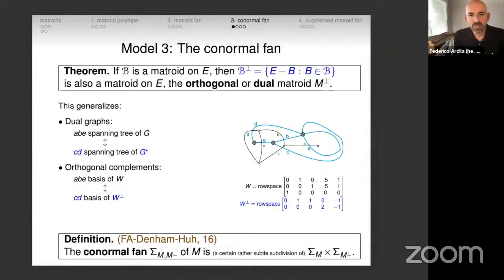And so with Graham, Denham, and Junzhi, we define the conormal fan to essentially be the product of the Bergman fan of a matroid and of its dual matroid. We need to take a certain subtle subdivision of that. But in some sense, it's the product of these two matroids. So you're kind of understanding how the matroid and its dual play together.